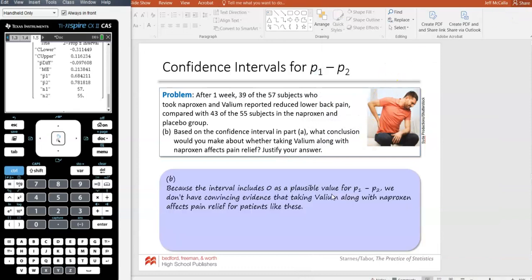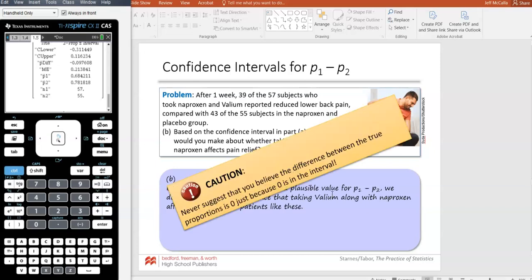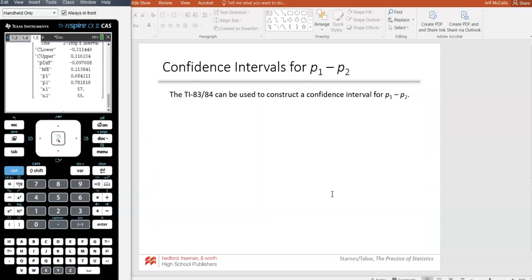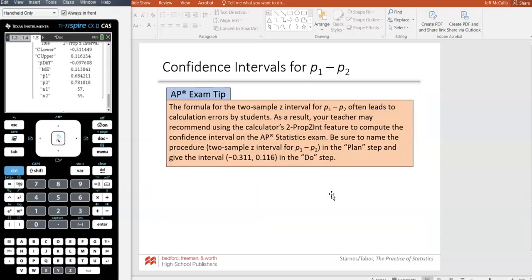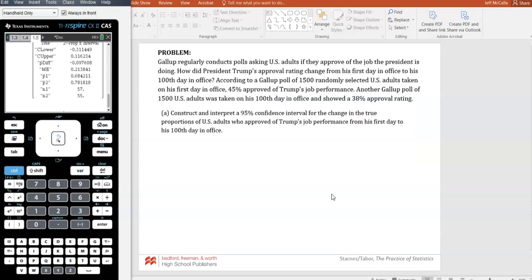Let's see what they said. Because zero is one of the plausible values for the difference in the proportions, we don't have convincing evidence that Valium along with an approximate affects pain relief. It's not the best method necessarily. We did that. Okay, last step.